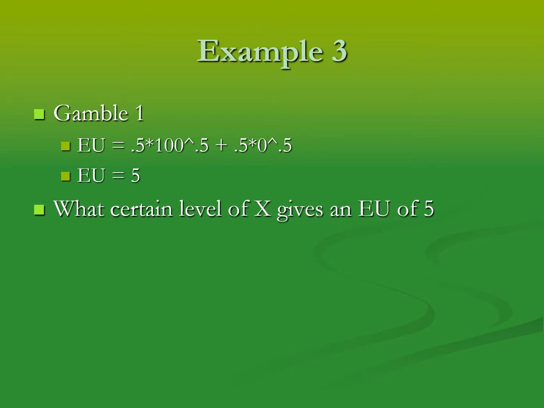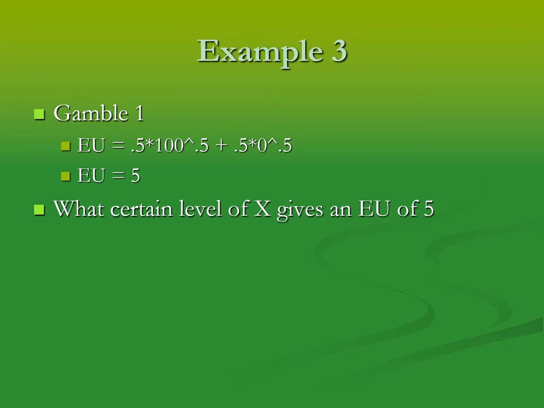But when we're doing the certainty equivalent, we don't stop there. We say, okay, what certain level of x gives us an expected utility of 5? So now we know the expected utility of the gamble is 5. We're going to say, what level of income with certainty would give us this same expected utility?